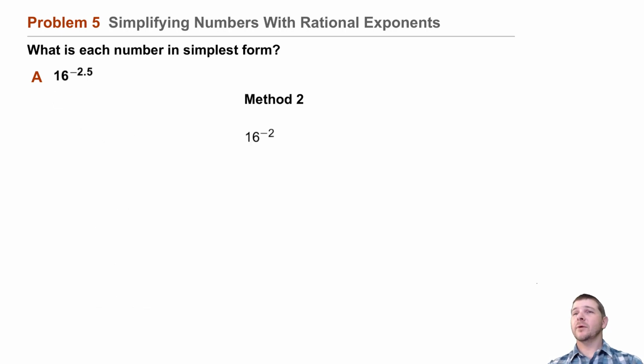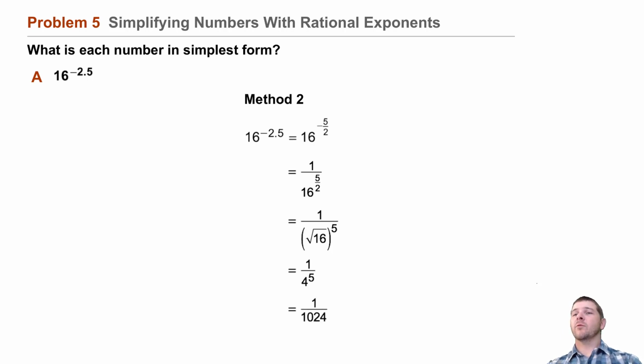In method 2, we begin the same, rewriting 16 to the negative 2.5 power as 16 to the negative 5 halves. But now we immediately write this, using properties of exponents, as 1 over 16 to the positive 5 halves. And that's 1 over the square root of 16 raised to the 5th power, which is equivalent to 1 over 4 to the 5th power. And that's 1 over 1024, as seen in method 1.